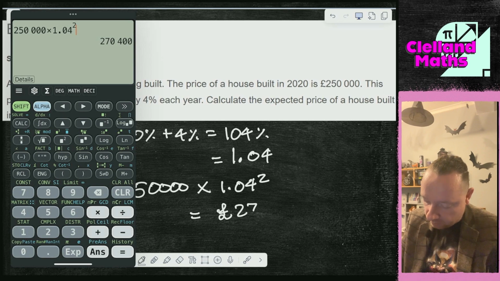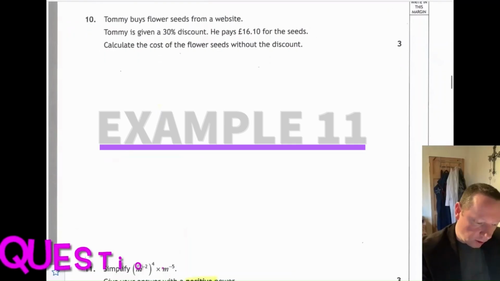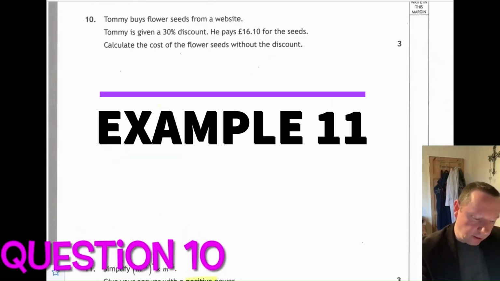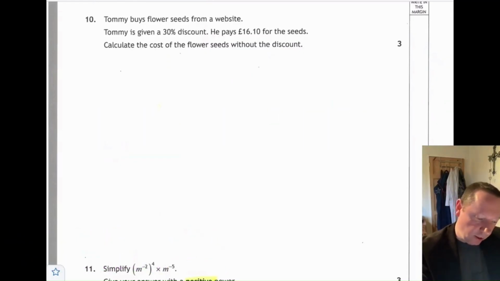So 270,400. And we're done there. Question 10. Tommy buys flower seeds from a website. He's given a 30% discount. He pays £16.10. Calculate the cost without the discount.